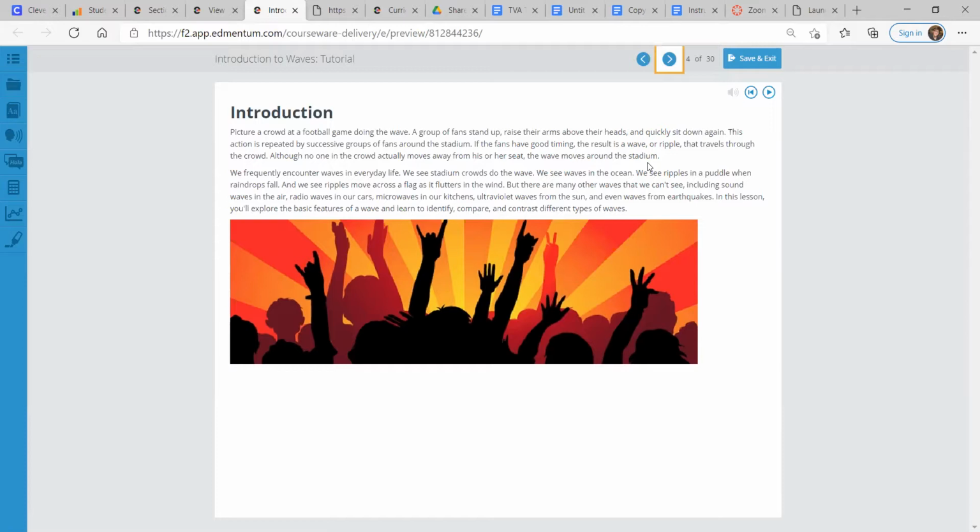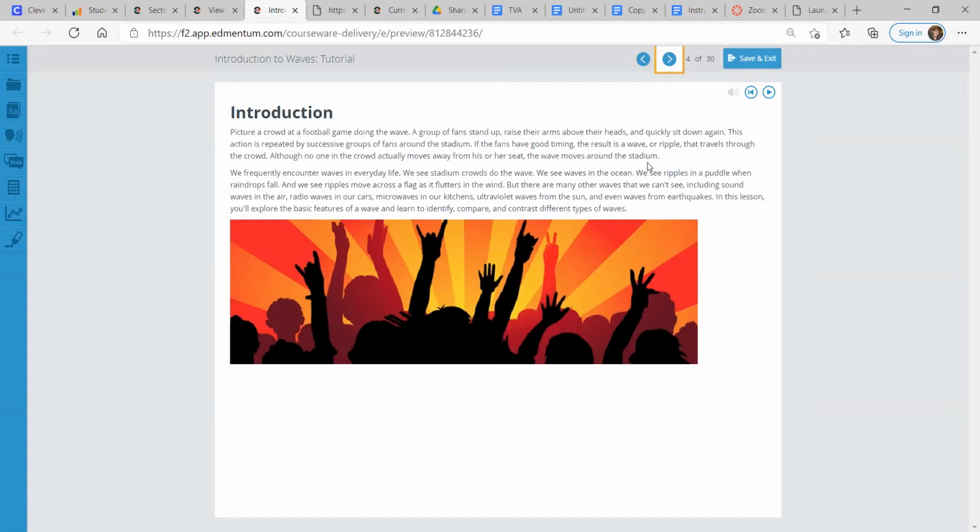All right, so we're told to picture a crowd at a football game doing the wave. A group of fans stand up, raise their arms above their heads, and quickly sit down again. And this action is repeated by successive groups of fans, one after the other, around the entire stadium. If the fans have good timing, the result is a wave or a ripple that travels through the crowd. Although no one in the crowd is actually moving away from his or her seat, this up and down wave motion moves around the entire stadium.